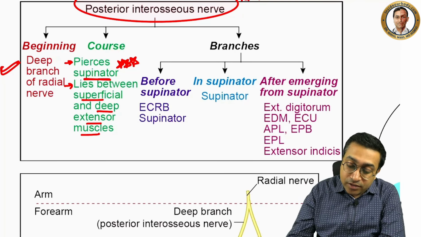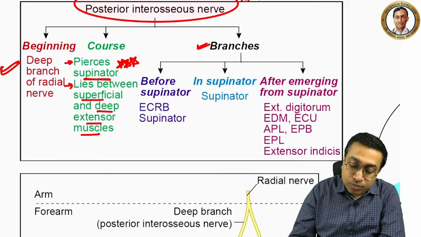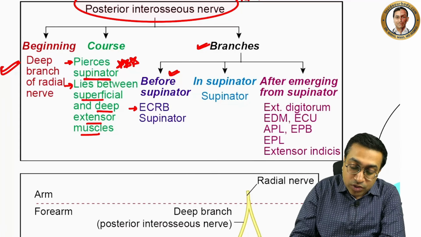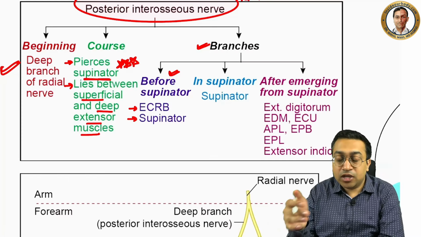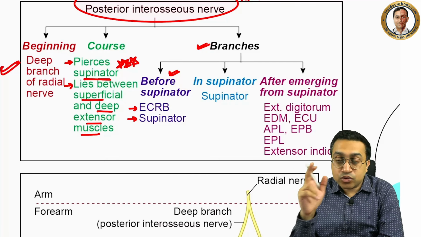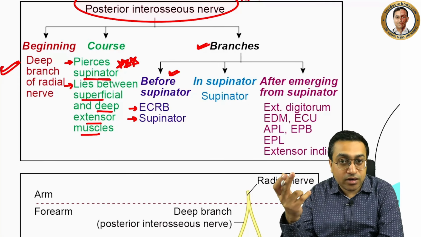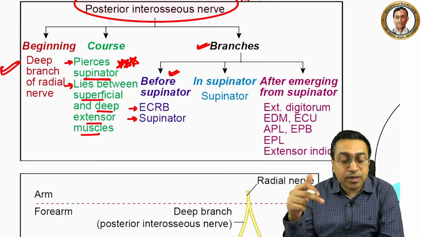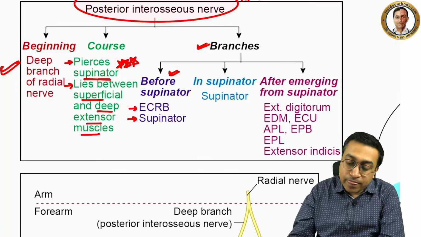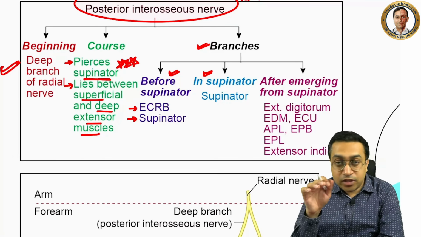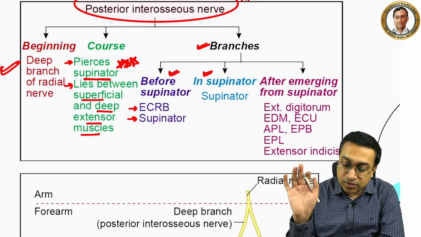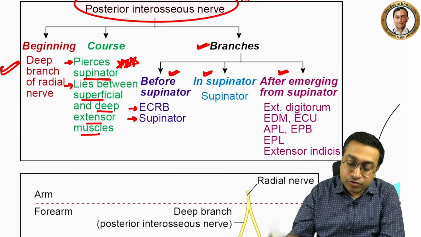Then we have certain branches. Before it pierces the supinator, it gives off branches to the ECRB as well as the supinator. ECRB is brevis. Earlier we had discussed that was the longus. So ECRL was supplied by the main radial nerve, but ECRB, brevis, is supplied by the posterior interosseous nerve. Then within the supinator it supplies the supinator, so it pierces the supinator and passes through it, easy.